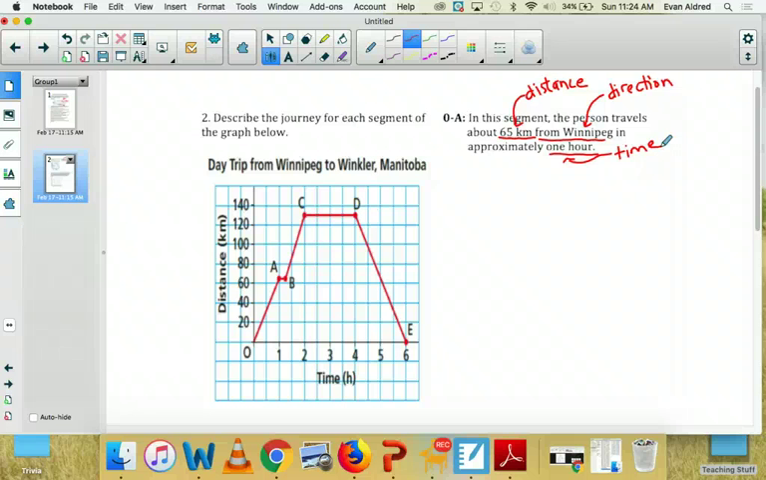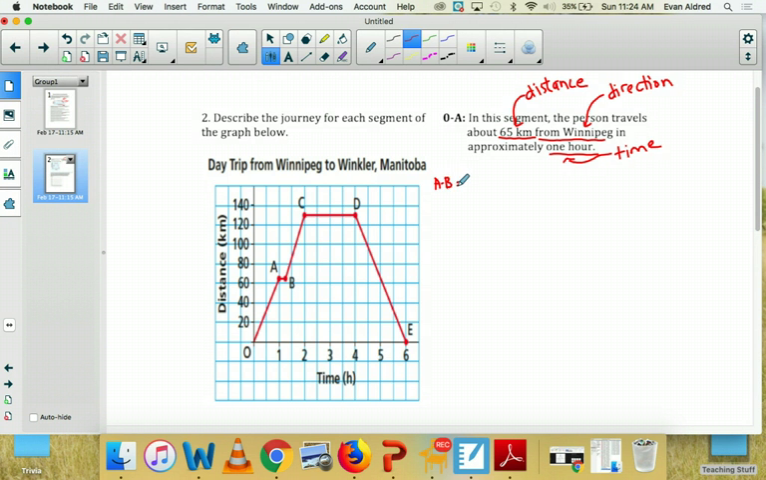description. So if we look at the description of 0 to A, it says in this segment, the person travels about 65 kilometers, there's our distance, from Winnipeg, there's our direction, they're going away from Winnipeg. In approximately 1 hour, there's our time. So we want to hit those 3 points if we can. And now, we're going to go through and we're going to explain the rest of the segments.